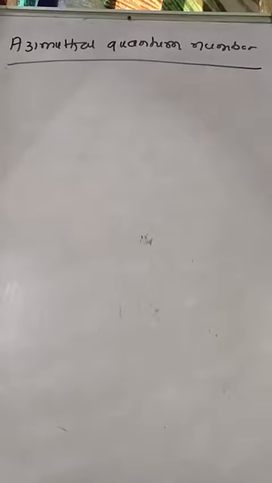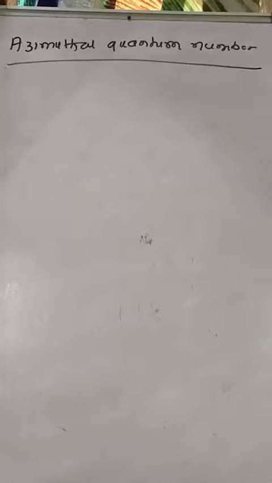Hello students, in the previous class I spoke to you about the azimuthal quantum number. I have always told you that the azimuthal quantum number represents the suborbit number. Orbit is further subdivided into suborbits, and that is represented by the azimuthal quantum number. Azimuthal quantum number होता क्या है? It is the suborbit number, nothing more than that.